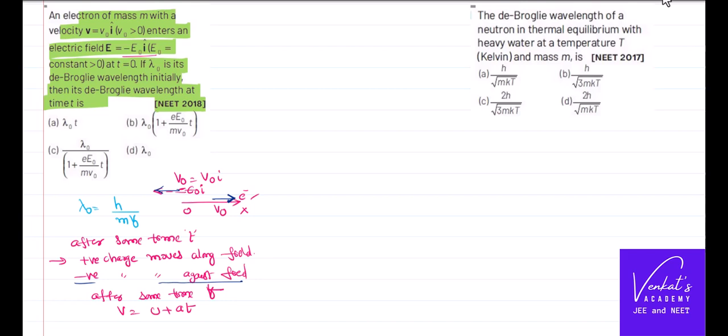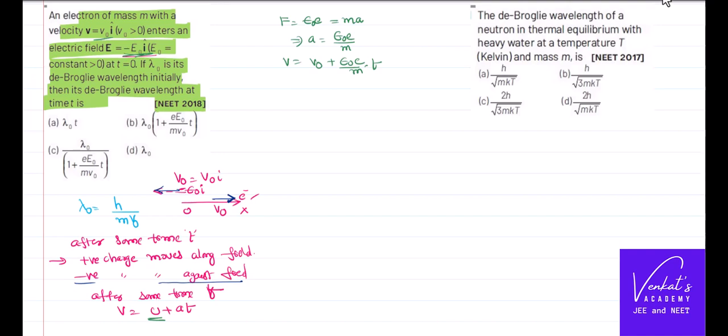So what is that a? We can calculate it. The electric force applied is eE, which causes a force, mass into acceleration. That implies acceleration is eE by m. This E could be called E naught because it was given as E naught. So v will become u plus at. u is the initial velocity, given as v naught, plus a t. This is the velocity that it has got after some time.